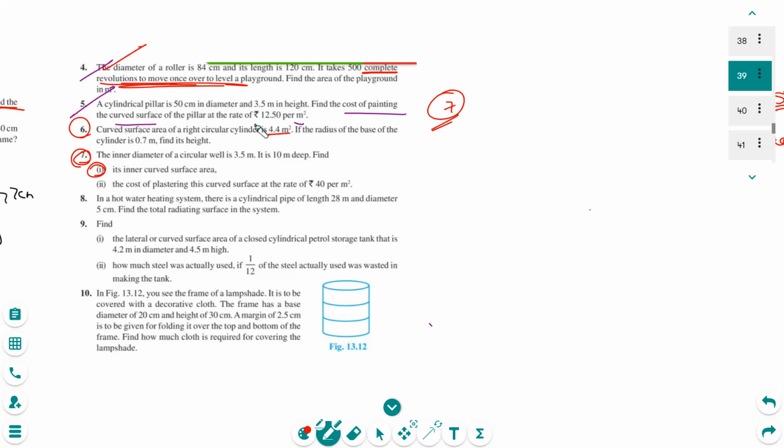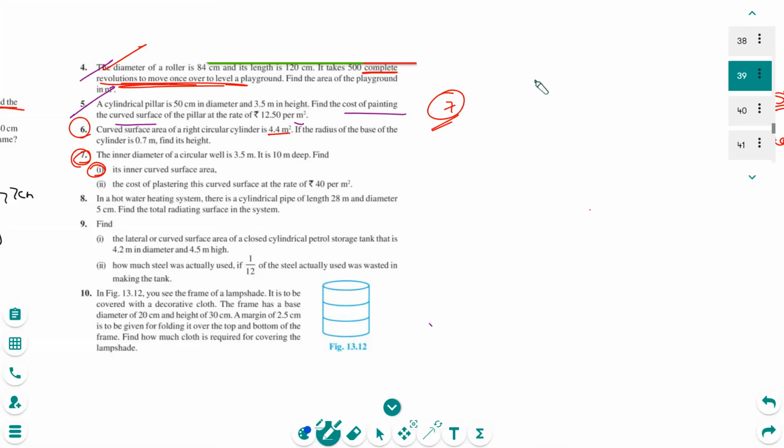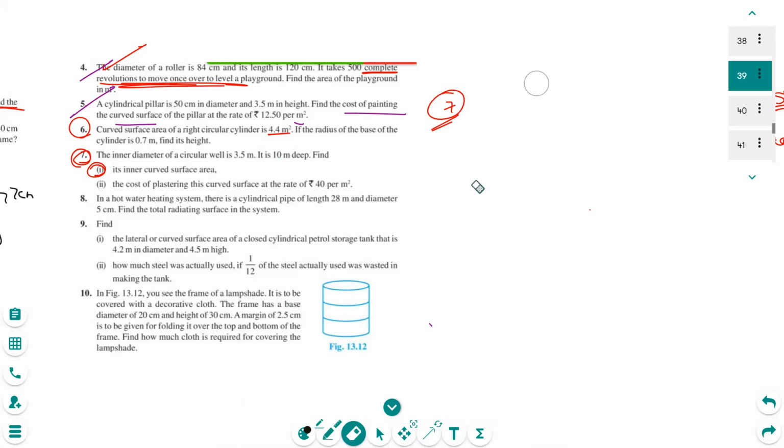110 meter square. The inner diameter of a circular well is this. What is a well? Kua. Okay, so it's a kua. It doesn't have to be a well, it has to be a kua. Okay, so we have a kua.